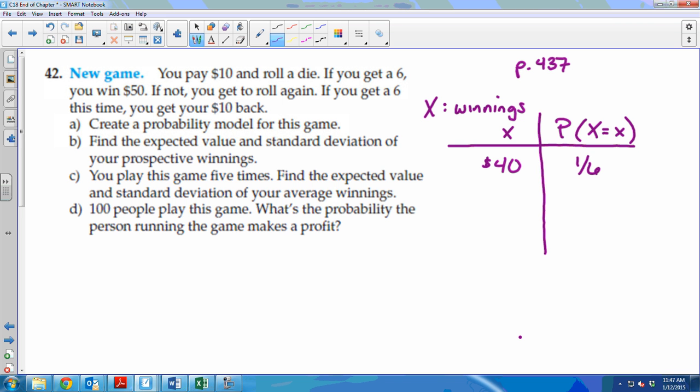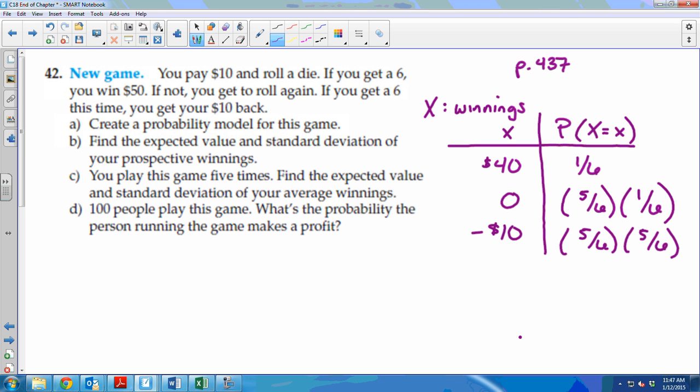Okay. If not, you get to roll again for free. If you get a 6 this time, you get your $10 back. So how much do you win? You win nothing, and so how am I going to find that probability? 5/6, because you don't get a 6, times 1/6, right? You don't get the 6, so you get the 6 again. And then the other possibility is you lose your $10, and so that's if you don't roll a 6 both times. Right? You guys could do that. That's from chapter 16.